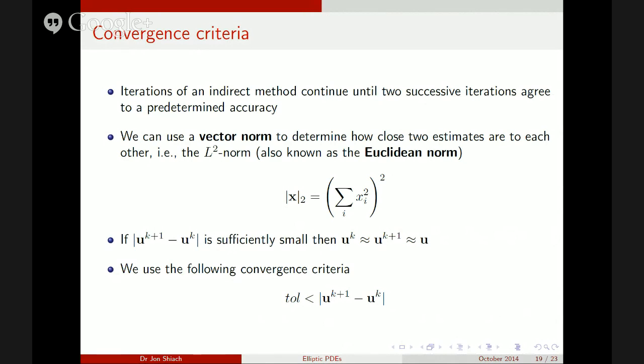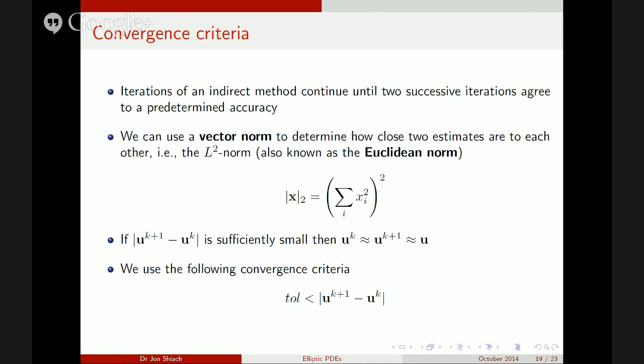So, for example, the Euclidean norm: you square each value, add them all up, and that should be a square root there, by the way. Hopefully, in your notes, it's down as a square root. Bottom of page 30, yeah. Okay, this is what we call the L2 norm. And a vector norm is denoted by vertical bars either side of the vector x.